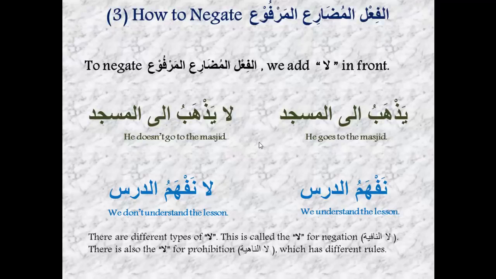There are different types of la in Arabic. This is called la an-nafiya. La for negation, or la linafi. There's also la for prohibition. La an-nahiya, which is for prohibiting, for telling someone not to do something. La tadhab. Don't go to the masjid. And that's a different type of la. And that has its own set of rules, which we will learn in the future too. So remember, to negate al-fi'l mudari', we just add a la in the front of the verb. It's very, very straightforward.